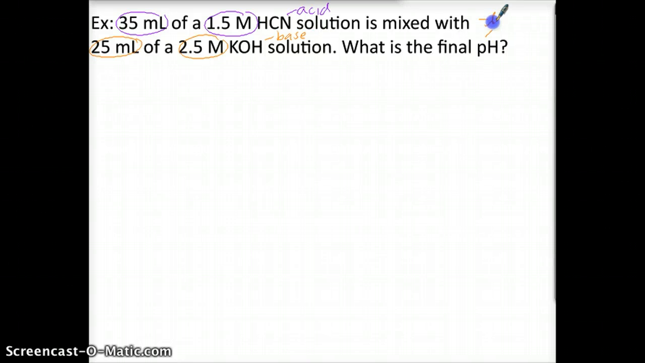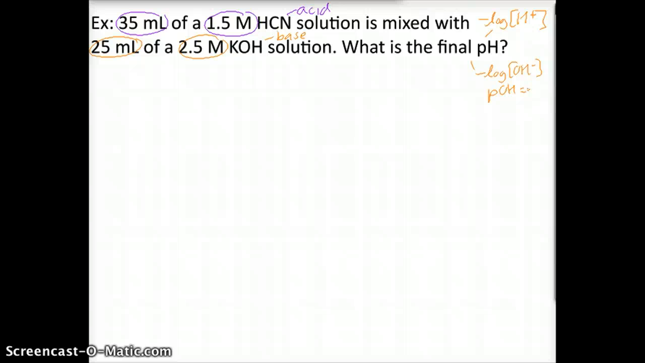Okay, so to get pH, remember that's negative log of H+. So I need to figure out how much H+ is going to be around after these things interact. I could also figure out the negative log of OH minus. That would give me the pOH. And then from there, I know if I subtract that from 14, it will be equal to my pH. So what's important? How do I do this?